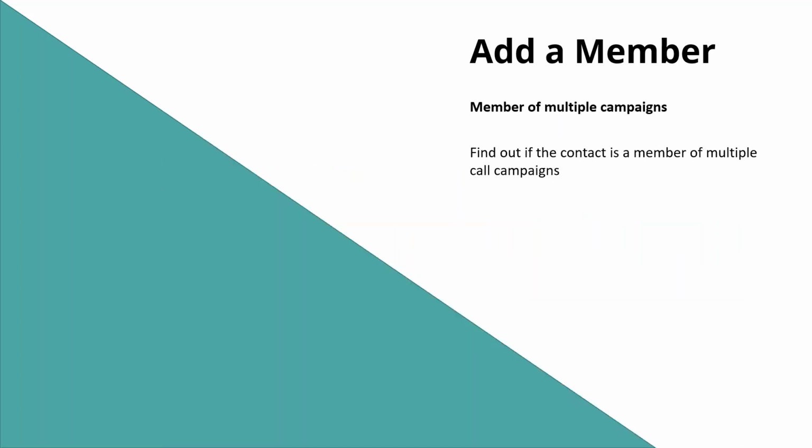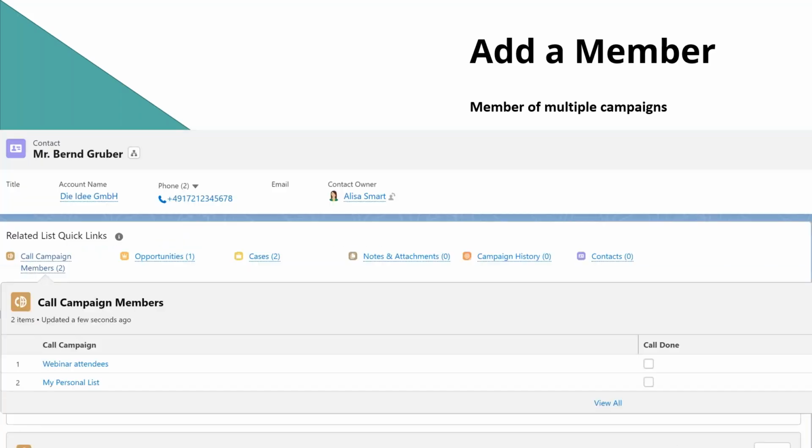Okay, member of multiple campaigns. If you want to know if the contact is already in different call campaigns, I can choose in the contact itself under the related list call campaign members, and then it shows up in which call campaigns they are at the moment joining.